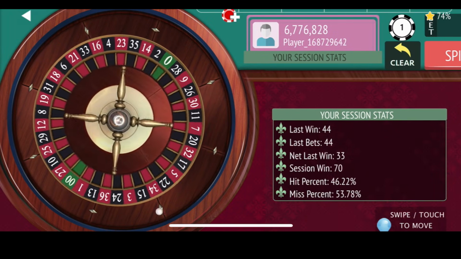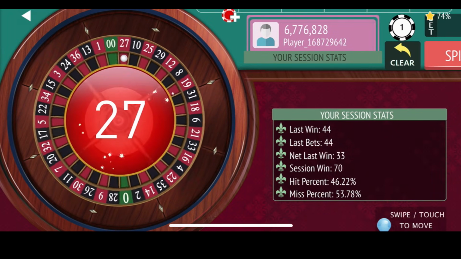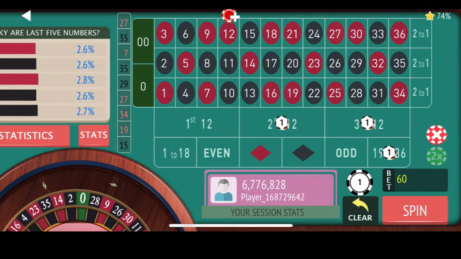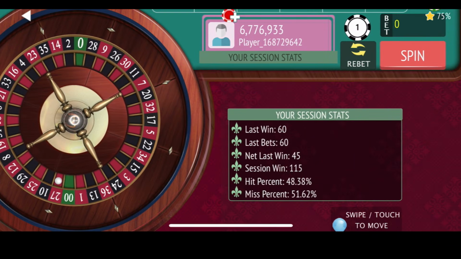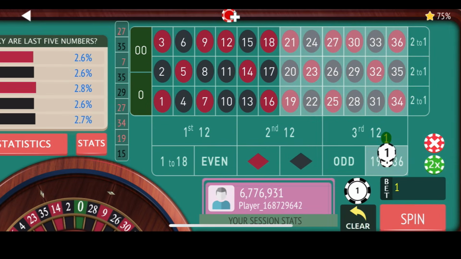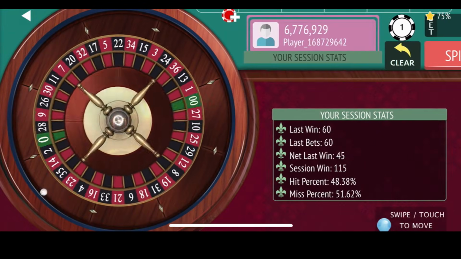One more hit right here will definitely be able to reset. All right, big hit, $45 coming back to us. New session high is $115. So we're going to go back to our base level bet and spin.